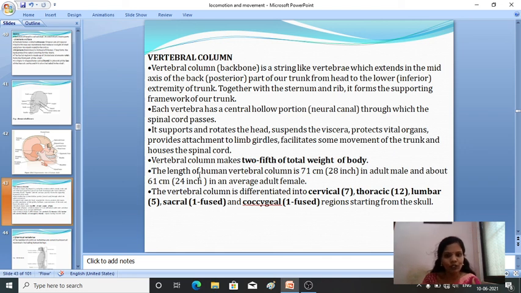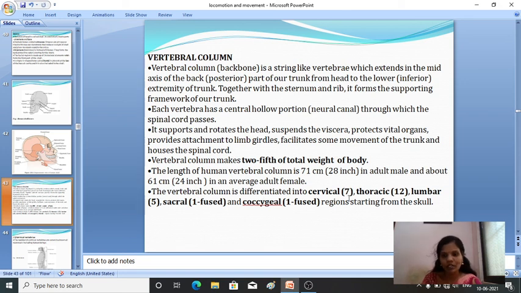Then the length of the human vertebral column is about 71 centimeters in an adult male and about 61 centimeters in an adult female. Fine. The vertebral column is differentiated into the following bones.